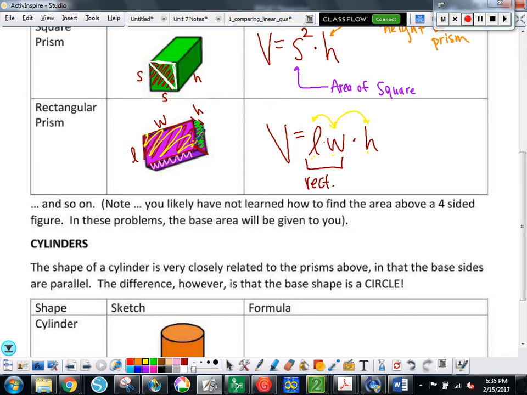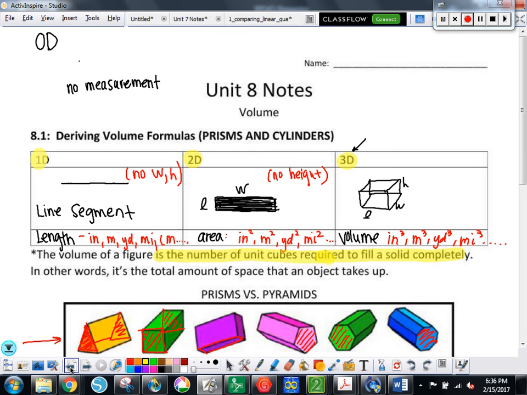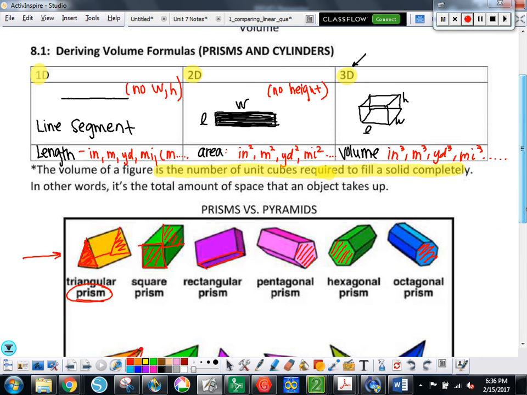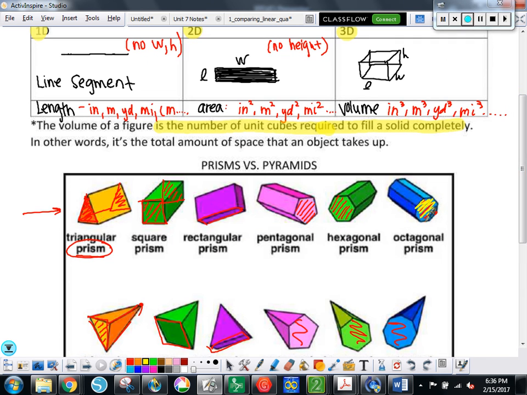So note, you likely will not have learned the formula for the area of any shape beyond a square, because if you remember on the previous page, my base shape could have been a hexagon or an octagon. Do you know how to find the area of the octagon? I do, but I don't even know where that went in the core. We used to do it in geometry, and it's kind of fun. Well, okay, I think it's fun. But I don't think they teach that in the regular core anymore. It might be in the honors core.